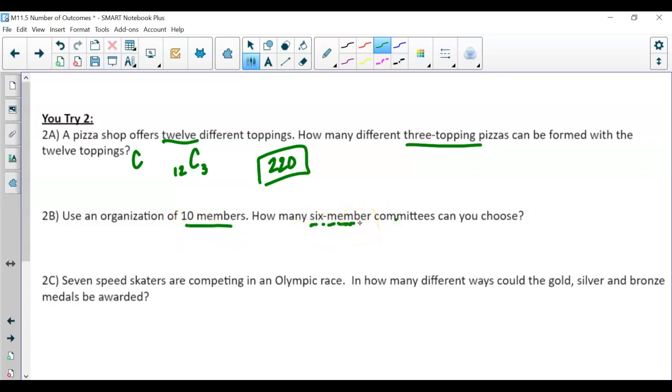Then here, 10 members, how many 6-member committees? Again, nothing specific. This is a combination. So here you end up with 210, because this again is 10 and then combinations of 6.